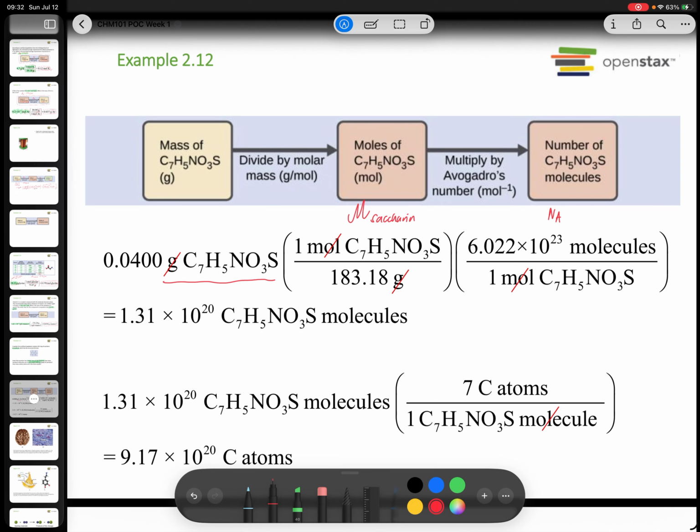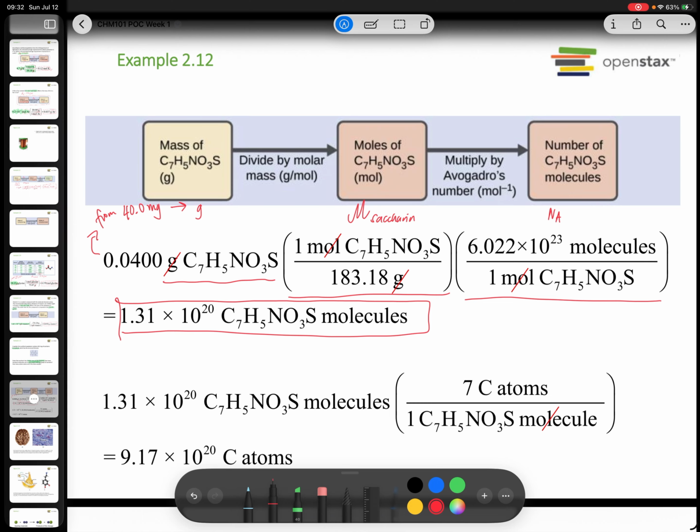So, given the mass, we divide by the molar mass of saccharin, which is this part here, and we multiply by Avogadro's number to get the number of saccharin molecules, which is what we should get. So, from 40.0 milligrams, convert to grams. Okay? From that, there are 1.31 times 10 to the 20 saccharin molecules.